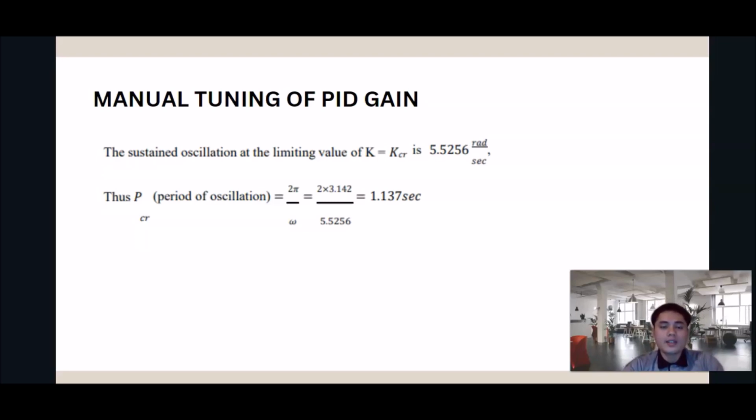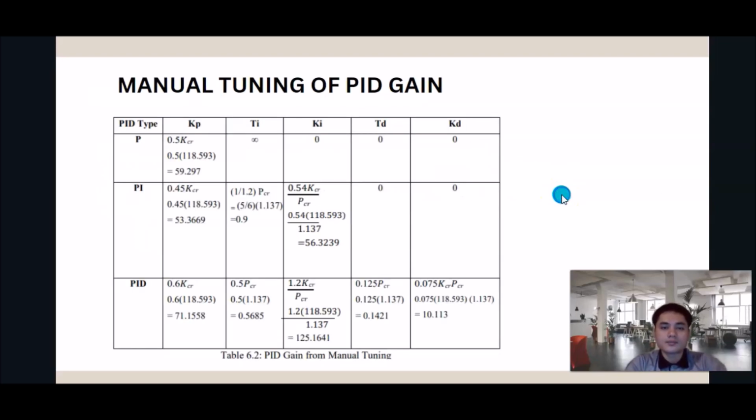Period of oscillation is equal to 2 pi over omega. So the value of pi is 3.142 and the value of omega is 5.5256. So the value of P critical is 1.137 seconds. So this is our group's PID gain for manual tuning.